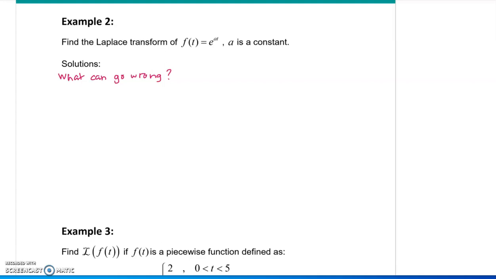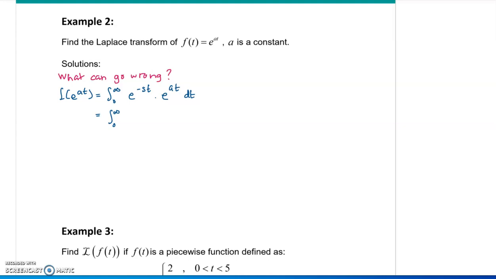This is something some students might do. The Laplace of e to the power at. First of all, you write down the integral from 0 to infinity of e to the power negative st, and then you put your f(t). Up to this point it is the same. And then this is the difference compared to the previous solution.